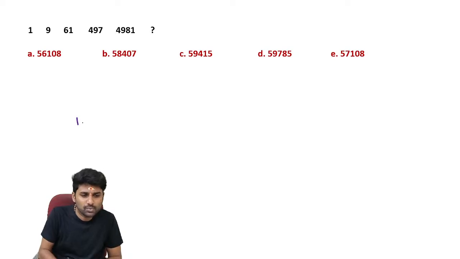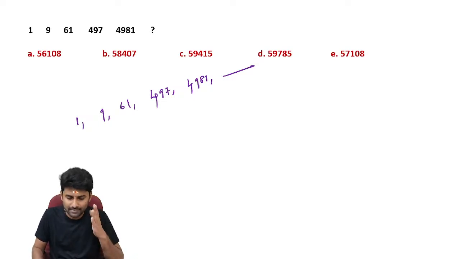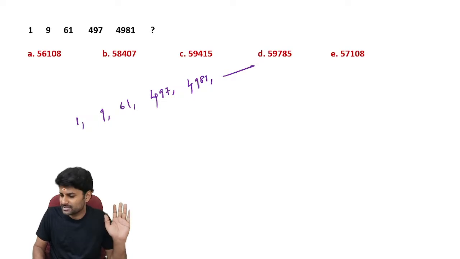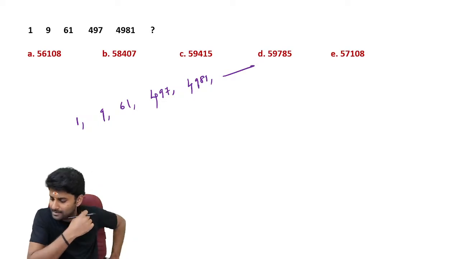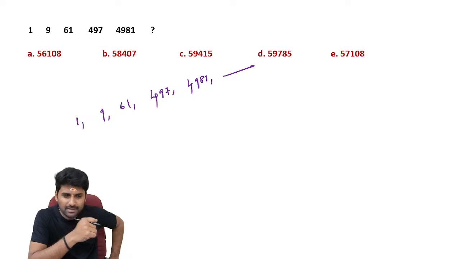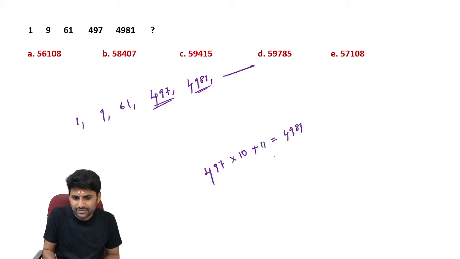Now here the numbers 1, 9, 61, 497, 4981. You can understand that if it suddenly increases, it only happens through a multiplication sequence. So the numbers increase, verify in terms of multiplication. Now you can observe the logic here. 497 is multiplied with 10 times, is 4970 plus 11. Then it becomes 4981.